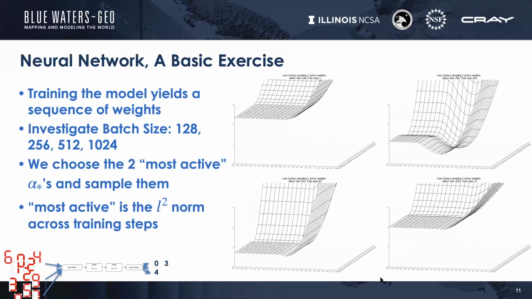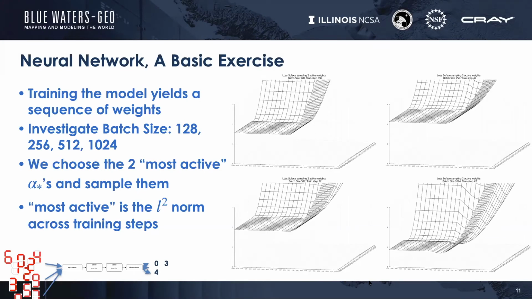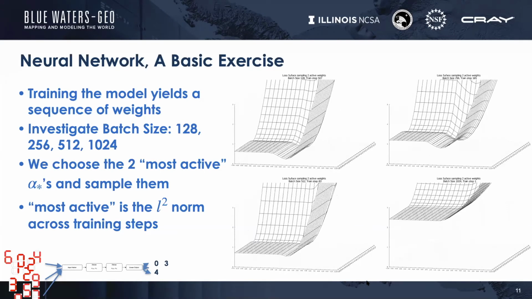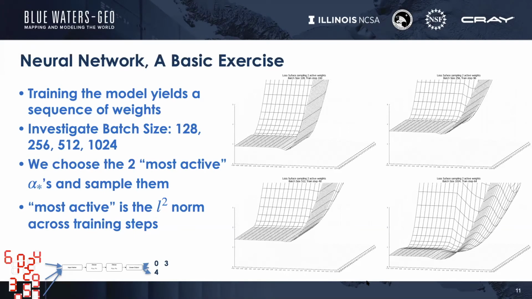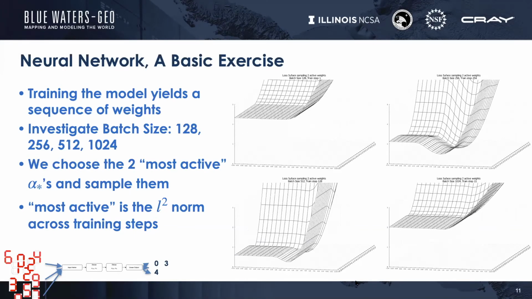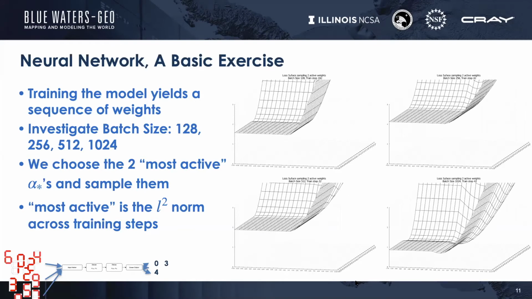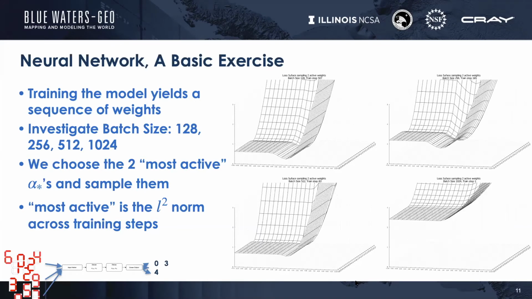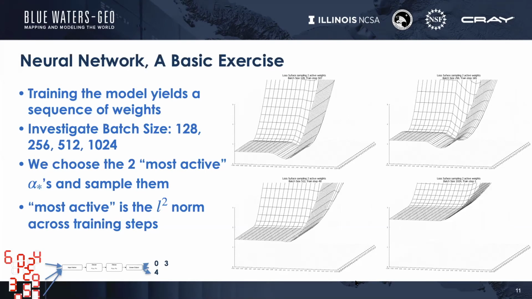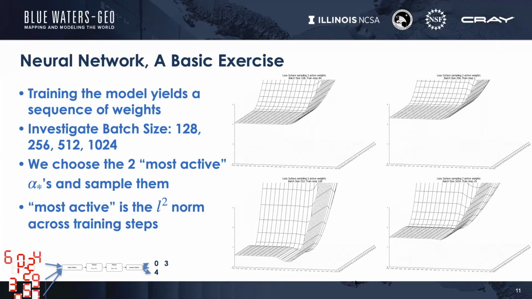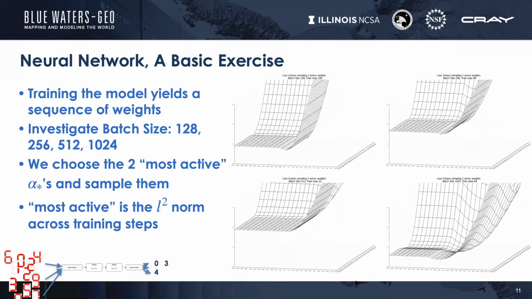Now, part of my research is to try and find striking examples of why the smaller batch size necessarily gives us better convergence properties. But what I'm trying to show you right now is that it will give you at least different convergence properties.